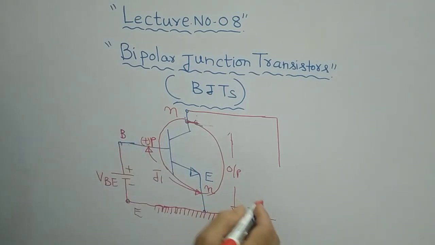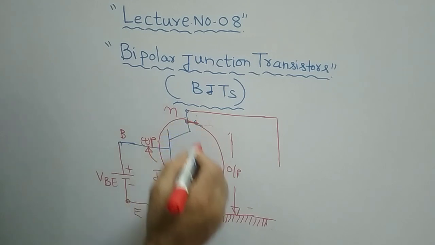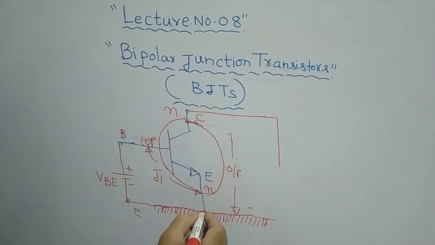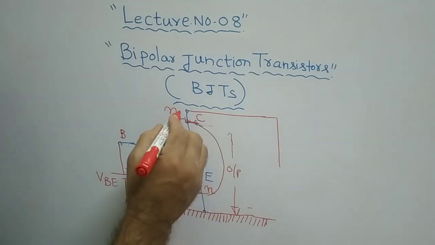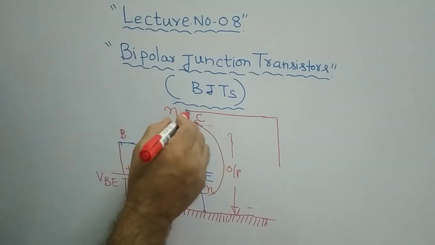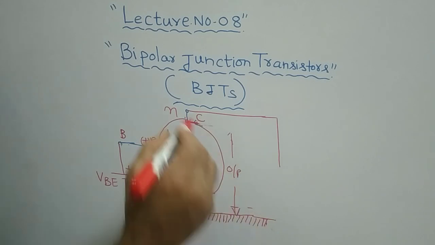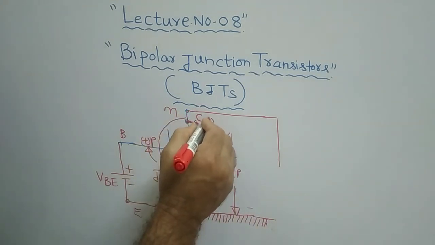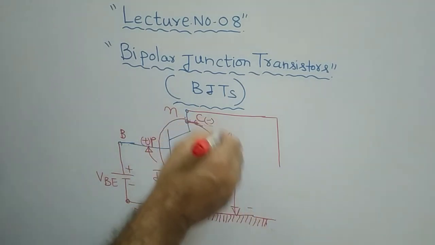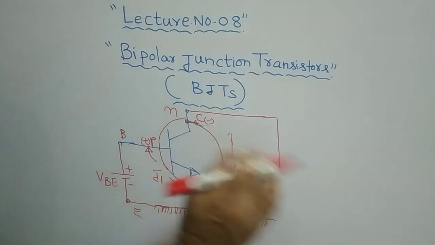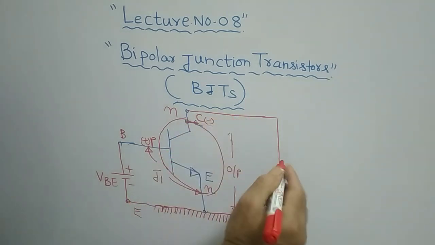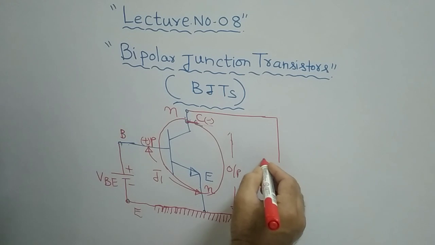Similarly, between collector and emitter, this is your collector terminal and this is the emitter terminal. Here N means electrons, which are negatively charged, so it is negative. Therefore, in order to put the output junction in reverse bias, you must give this negative to a positive again. So this must be positive.